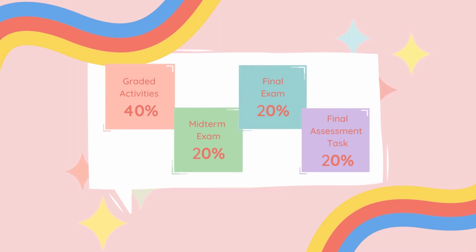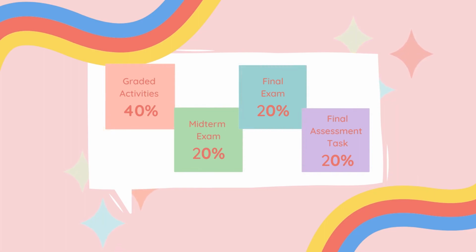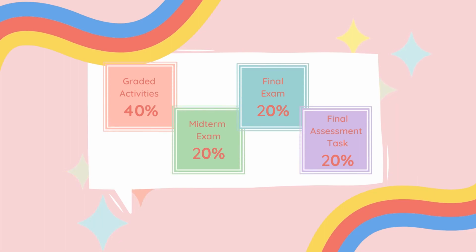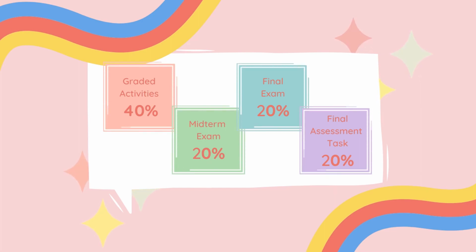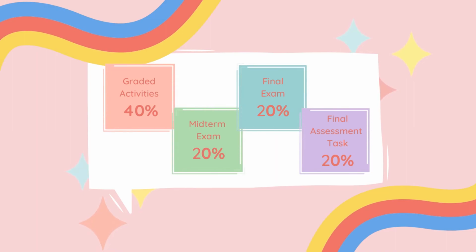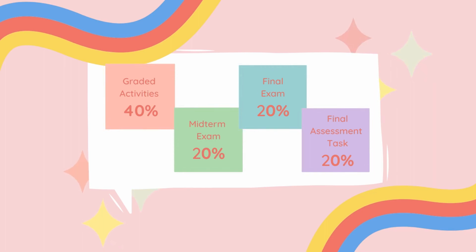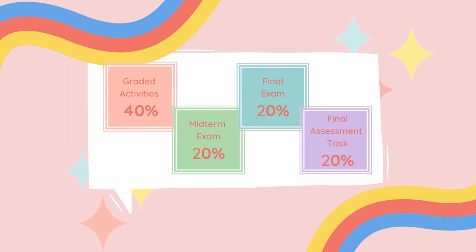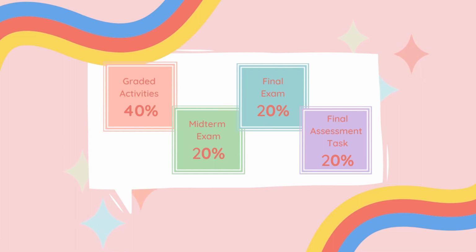Comprehensive final exam. At the end of the final period, another examination will be given, but this time, it will cover all the topics discussed during the entire semester. This exam shall compose 20% of your final grade. And lastly, the final assessment task. To ensure that you have learned from all of the discussions, a final assessment task will also be given, and shall compose 20% of your final grade.